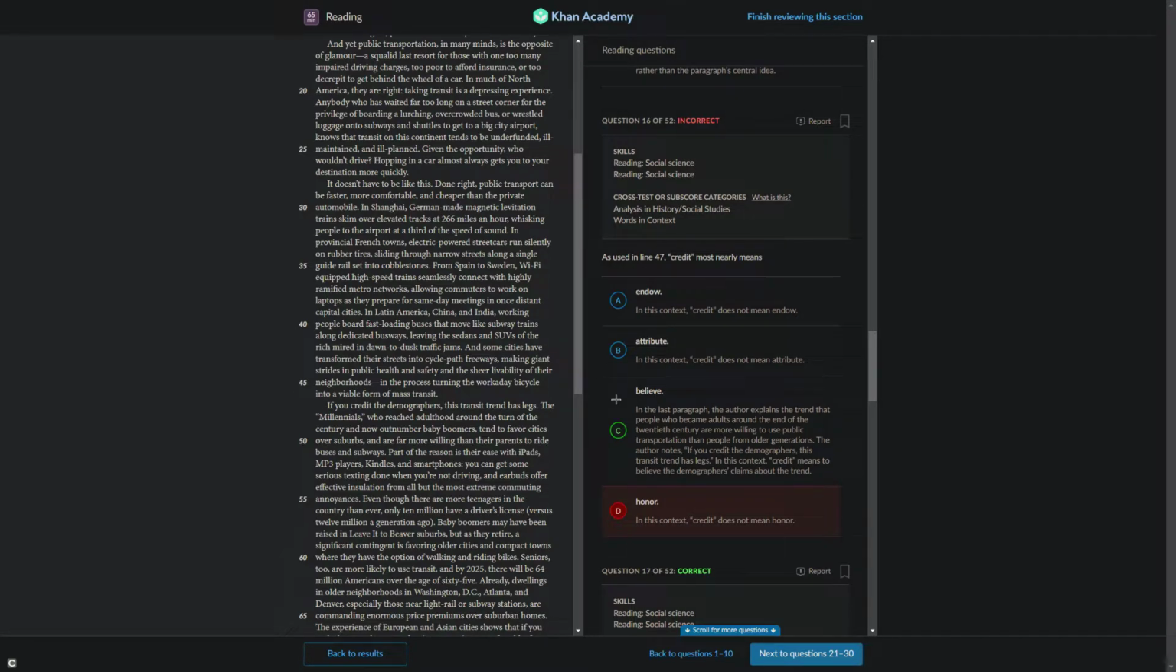Credit, I just thought of, oh, you need to give credit to somebody, so basically give them the honor of, oh, they did this. That's what I thought it was, but instead it's believe. Because if you believe the demographers, instead of if you honor the demographers, that makes sense. Believe fits in much better than honor.